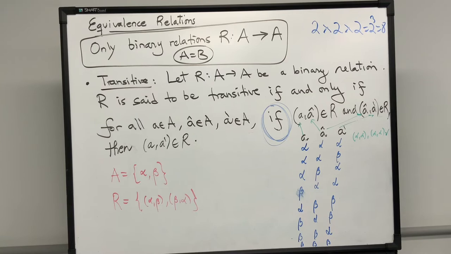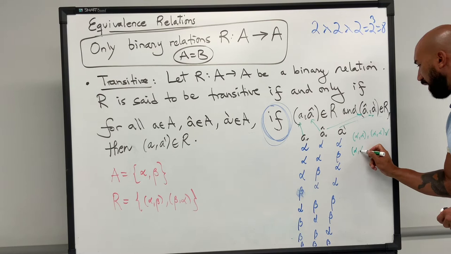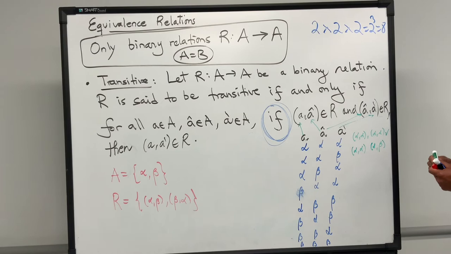All right. Now, which are the pairs that this configuration is giving us? Alpha, alpha, and alpha, beta. If alpha, alpha is in R and alpha, beta is in R, then I need alpha, beta in R. But alpha, alpha is not in R. So this is not satisfied and I don't need to check anything else. So far we are good. Okay?